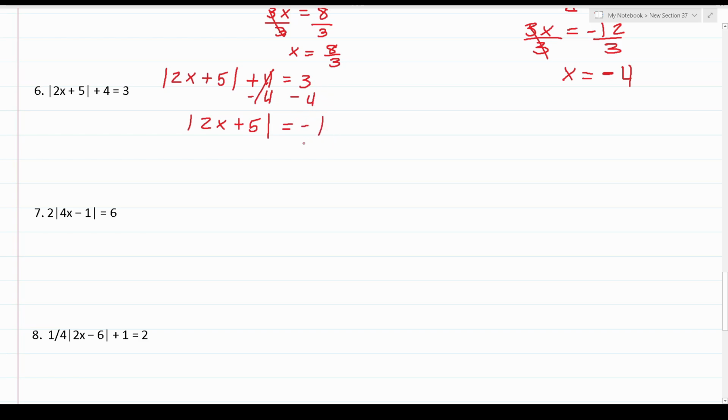which is negative 1. Now that our absolute value is isolated, we can see that it's set equal to a negative value. And in light of that, we know there's going to be no solution for this one.